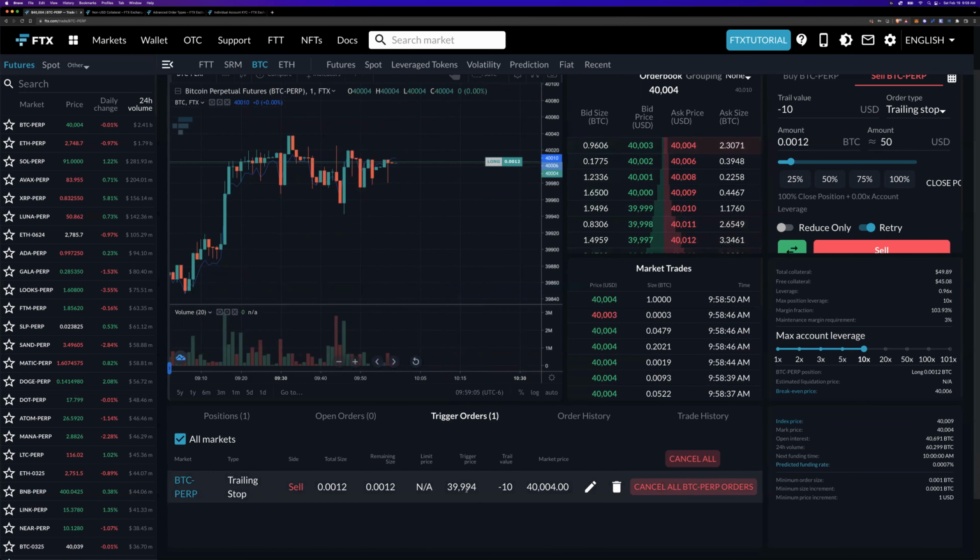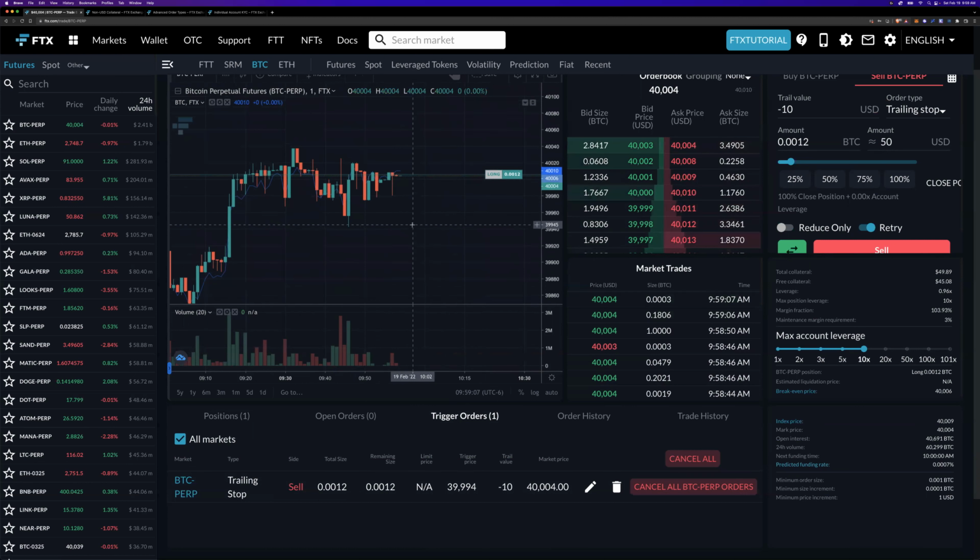Well, actually, this is also a market order. So the same thing applies as earlier, which is it may not trigger at $39,994. It will try to sell at market once $39,994 gets triggered. So this could easily be $39,990 or $39,980.